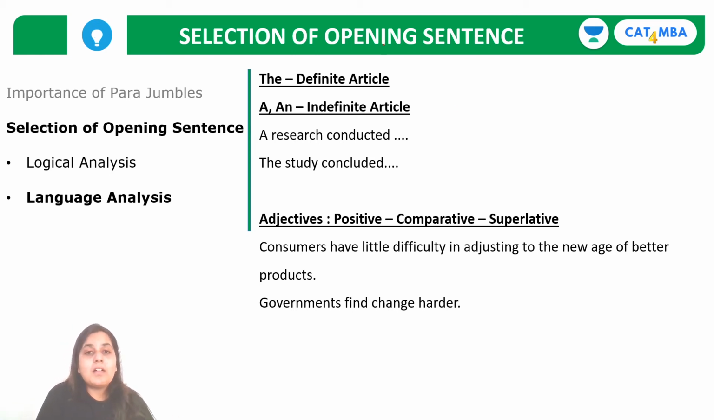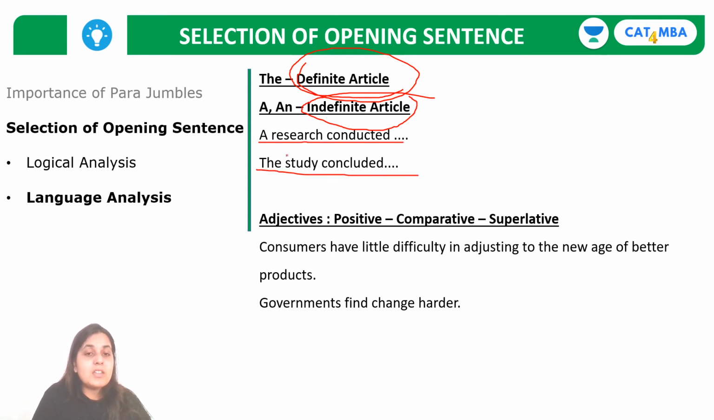Remember, guys, when the comes, the is a definite article. The is specific. A or an is a general or indefinite article. So if I say a research was conducted and the study concluded, the study cannot come first. The is specific with study, a research. First a research will come, then the study will come.